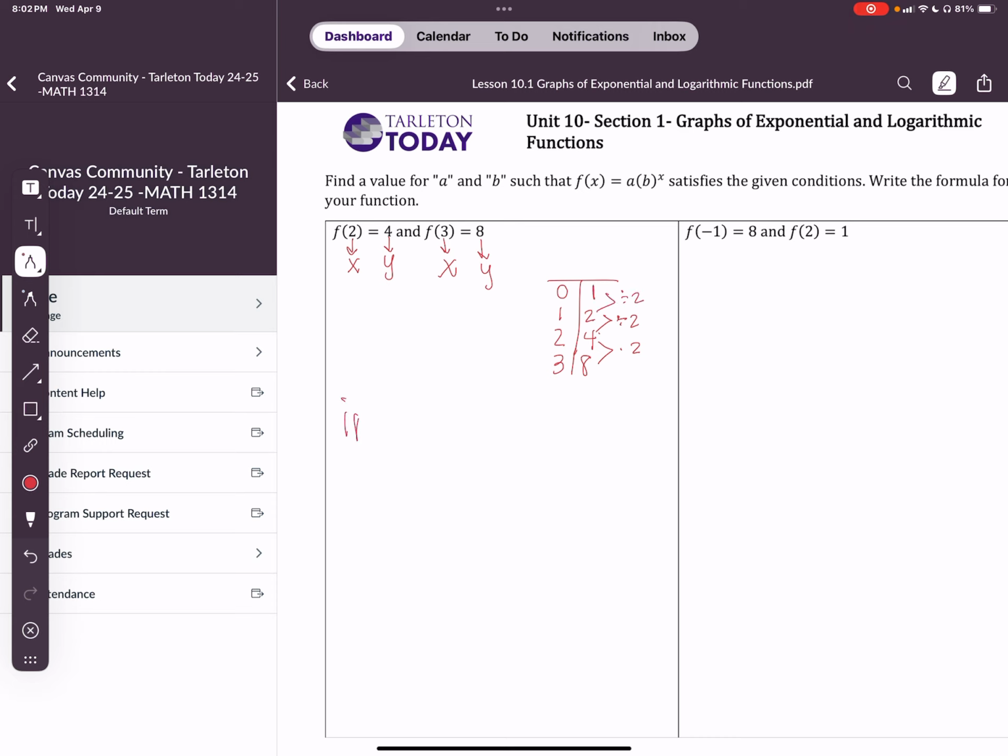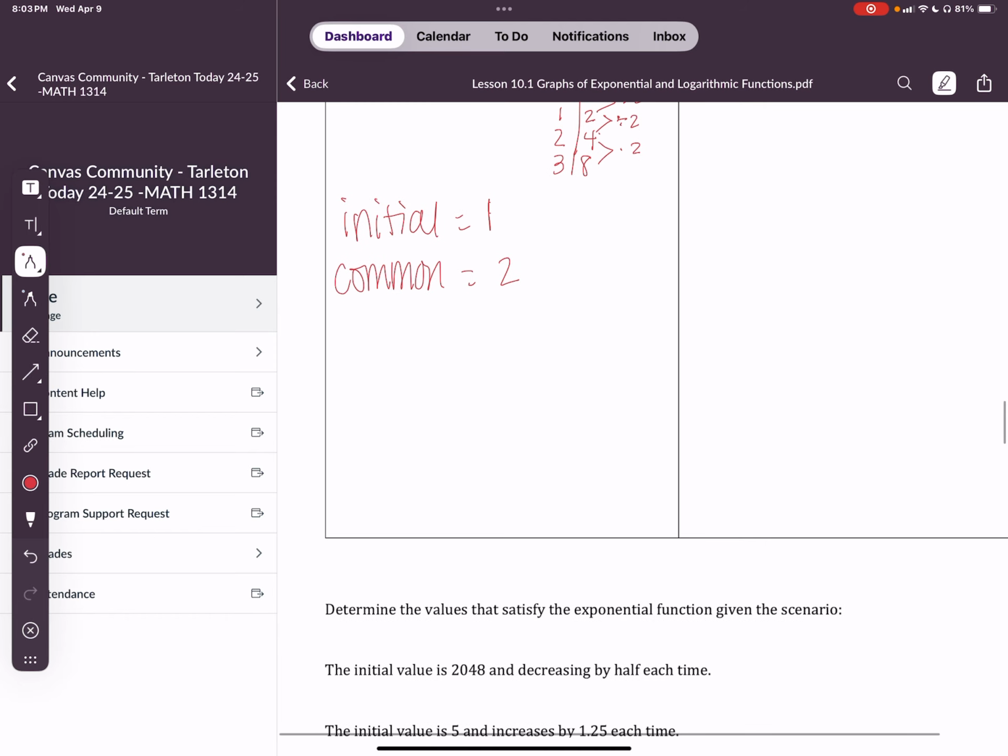So I know that my initial value is 1, and my common ratio is 2. Okay, so to write this function, I would say, okay, not y. We use f of x, sorry. We would say f of x is equal to 1 times 2 to the x power.